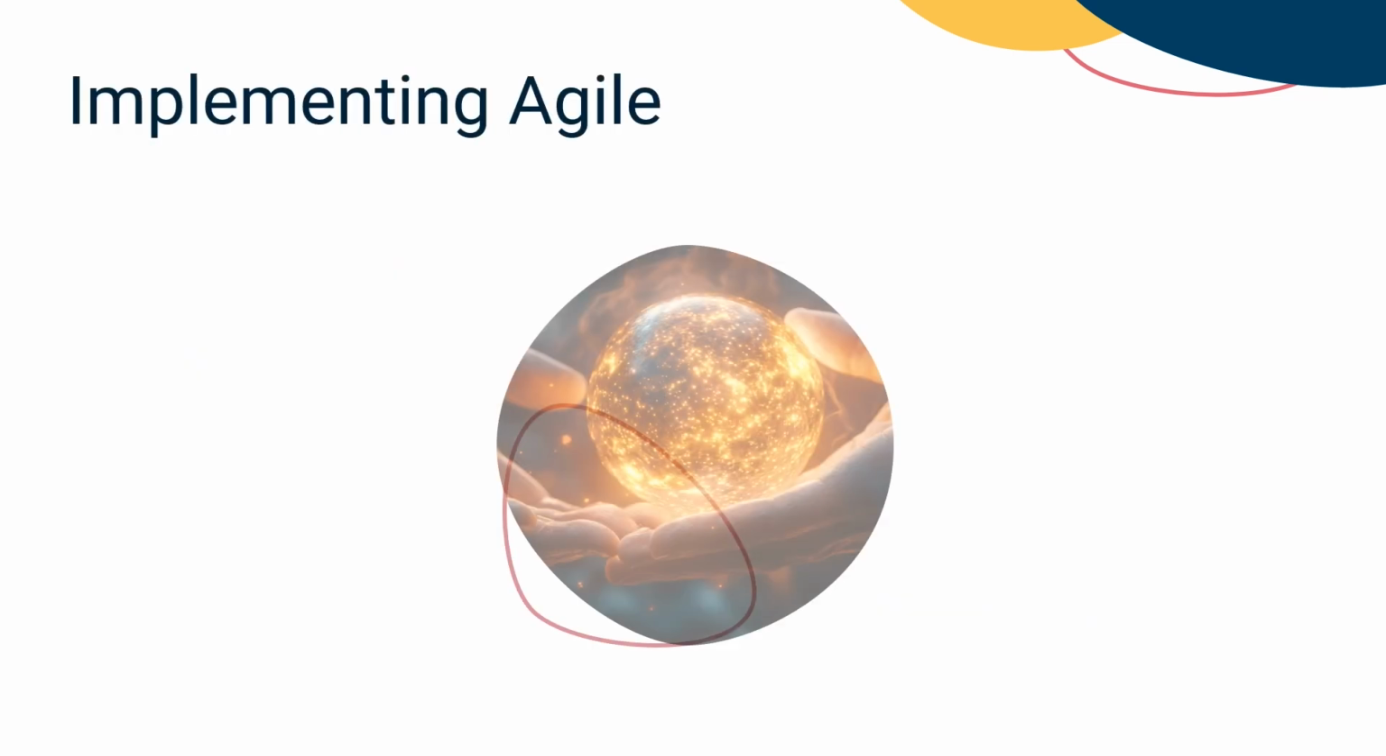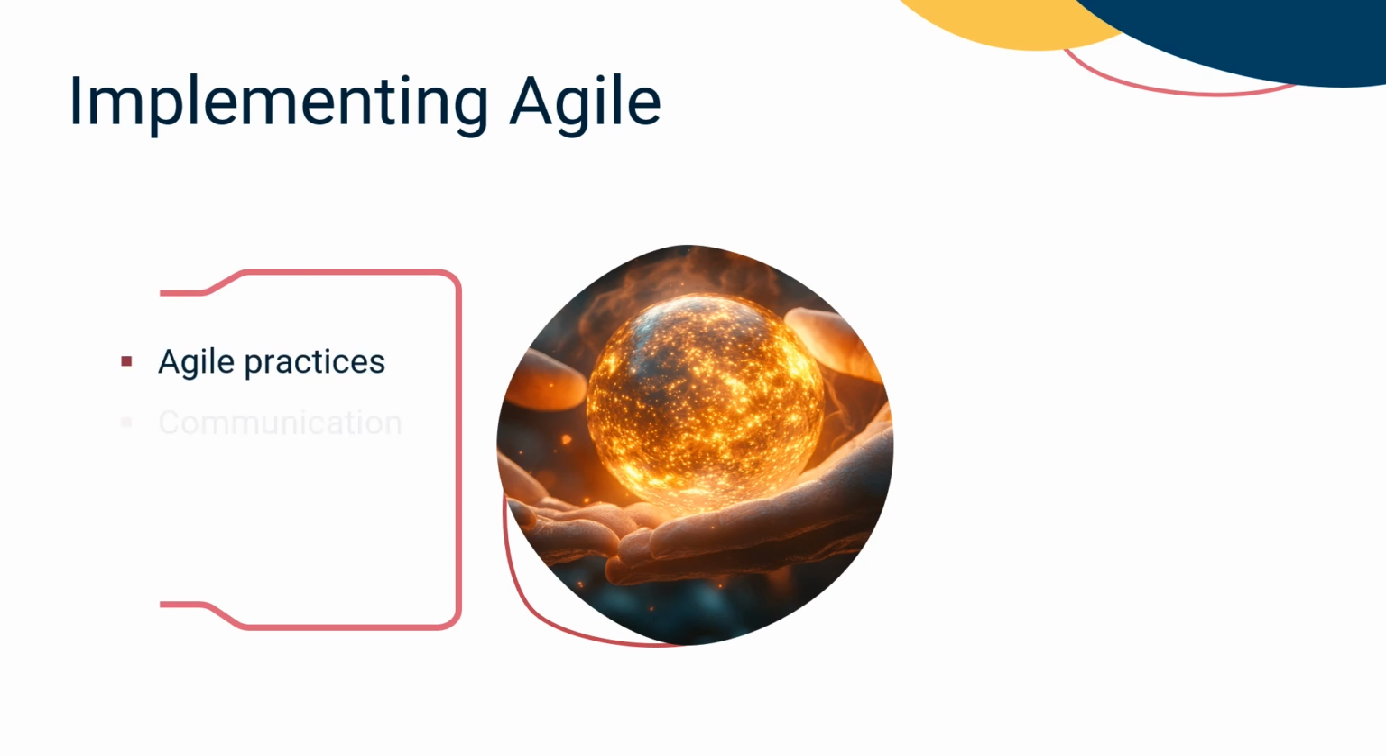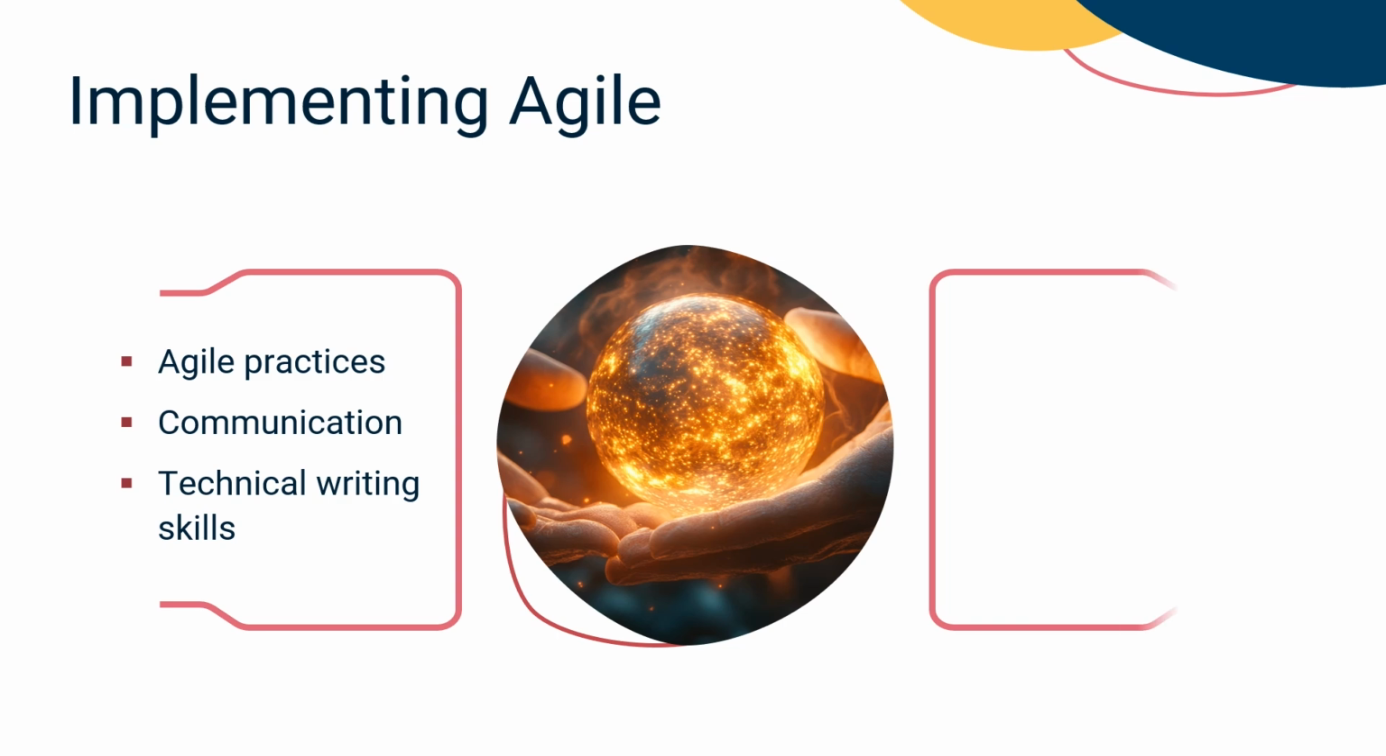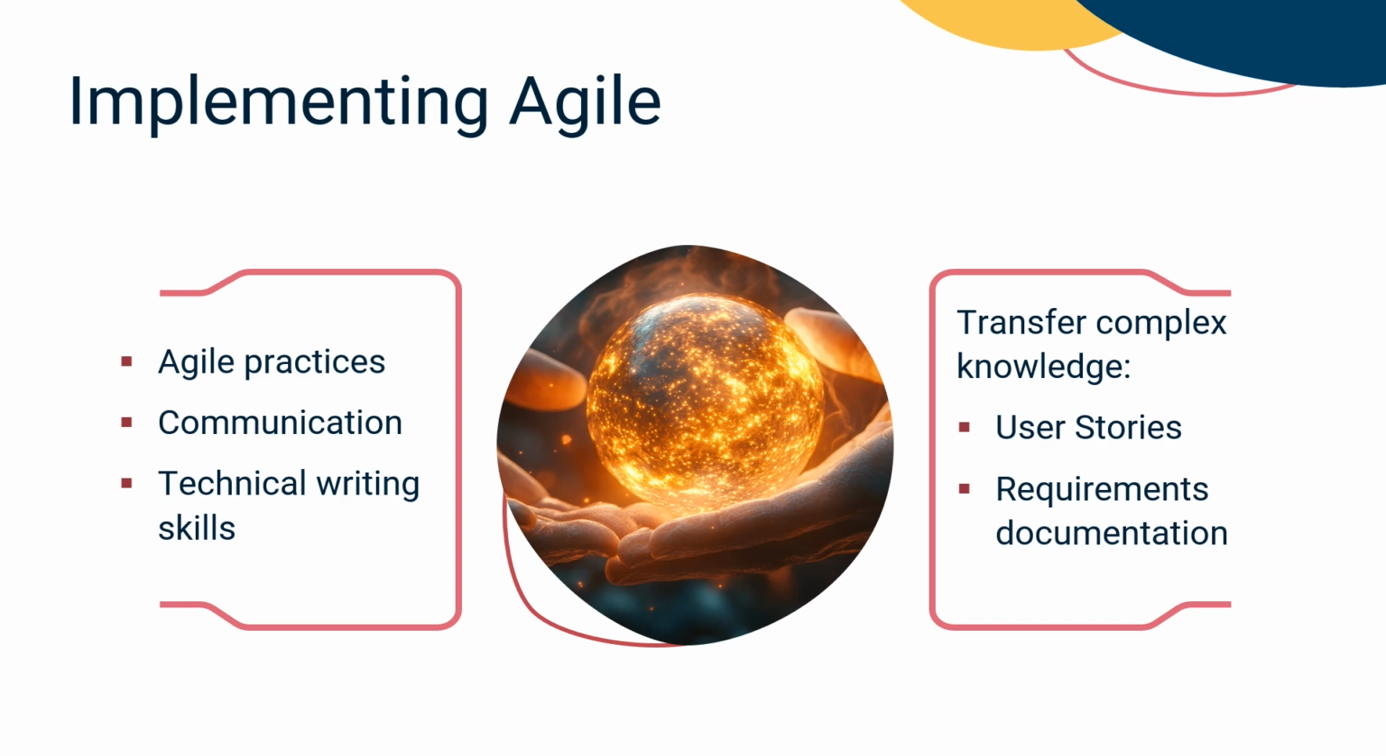Finally, you learned about some specific agile practices and the communication skills you will need to realize the product vision. Your well-honed technical writing skills allow you to convey complex information clearly and concisely, making knowledge transfer actionable for your team by constructing user stories, documenting requirements, and developing accurate roadmaps.